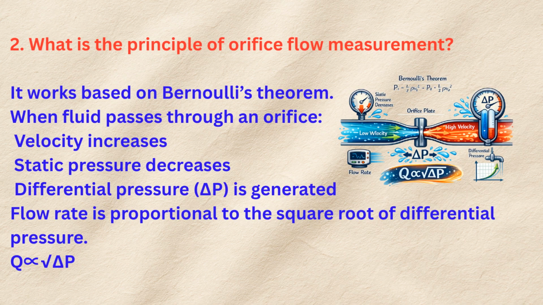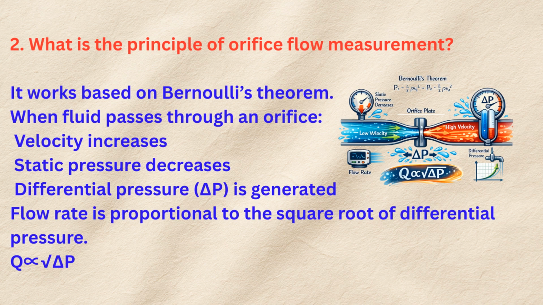What is the principle of orifice flow measurement? It works based on Bernoulli's theorem. When fluid passes through an orifice, velocity increases, static pressure decreases, differential pressure is generated. Flow rate is proportional to the square root of differential pressure. Q is proportional to the square root of delta P.